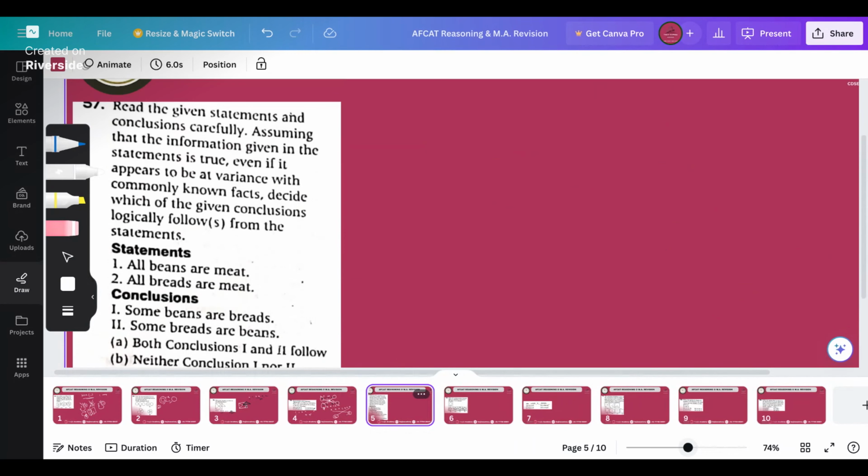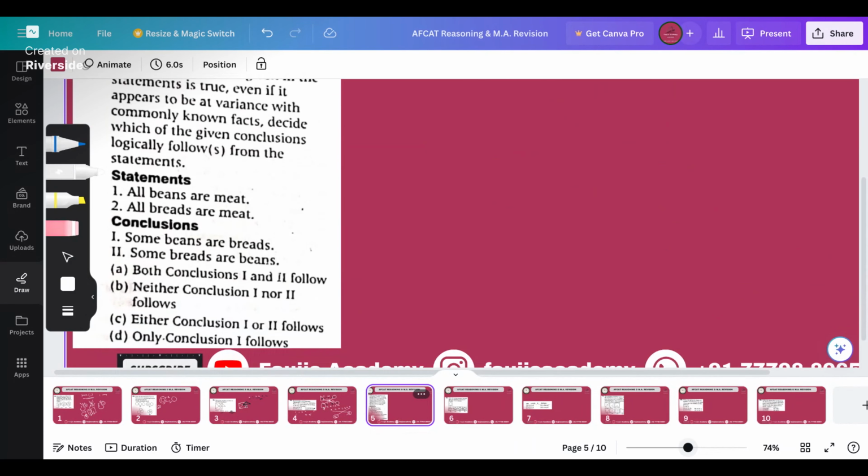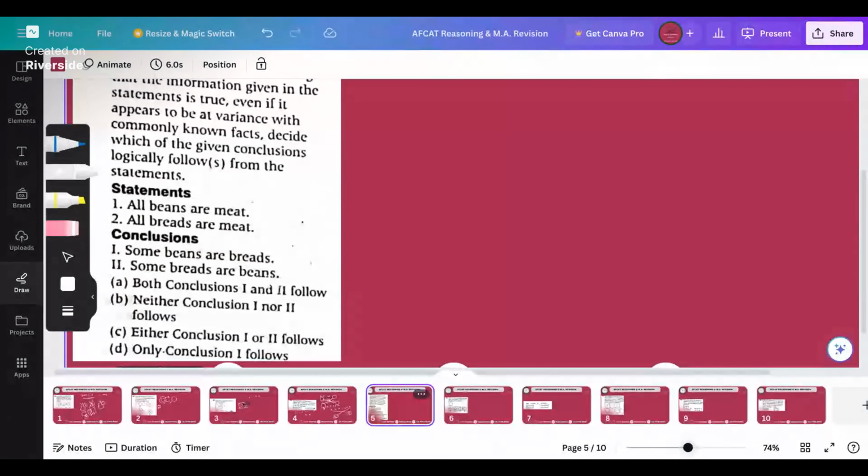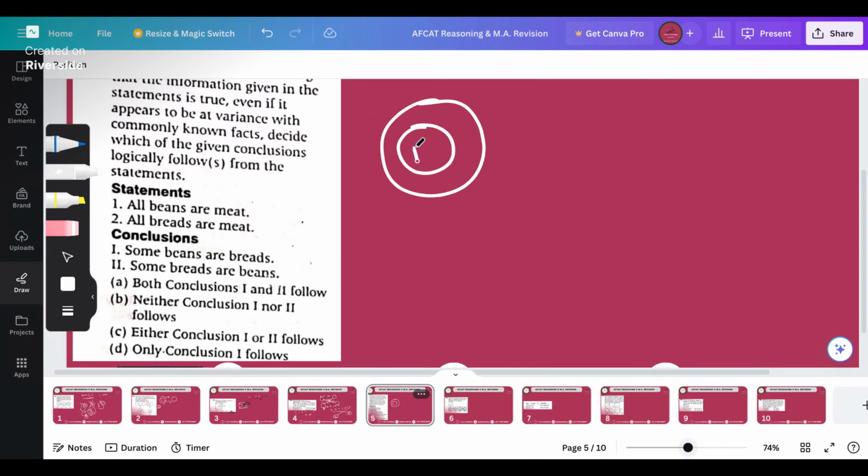Again, it's an easy question. Okay, statement conclusion, basically your statement conclusion type of question. So they are saying in the question over here that all beans are meat. All beans are meat. So let's put it as beans over here, inside. That's why all beans will eventually become meat, and all bread are meat. Okay, and then all bread are meat.